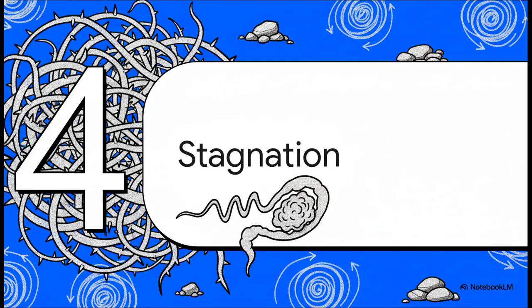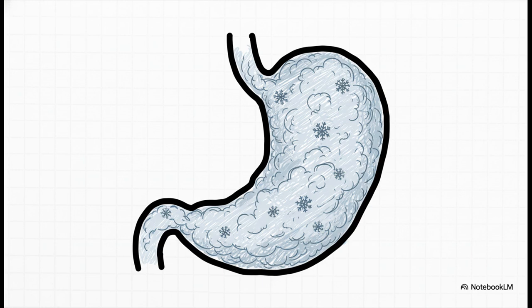Okay, our final category. This isn't about invaders or weakness, it's about traffic jams. These are our stagnation patterns, where the appetite is gone because something is physically or energetically blocking the whole digestive process. First up is phlegm damp.